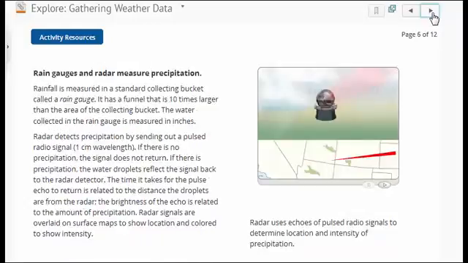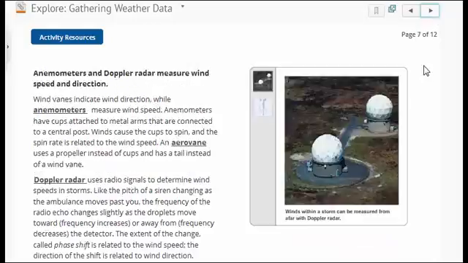Rain gauges measure how much water has accumulated after a rainstorm. And we use radar to look at the clouds. Anemometers and Doppler radar. Make sure you know that an anemometer measures wind. It measures the direction and it measures the wind speed. Anemometers measure wind speed. Make sure you know that. Aerovanes also measure the wind. So there's two instruments that measure wind: aerovanes and anemometers.